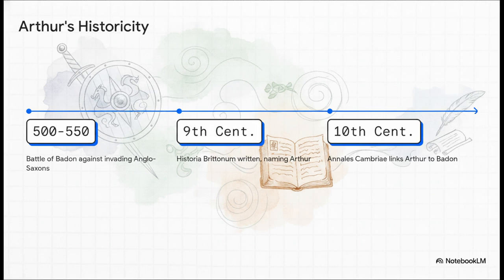But here's where it gets tricky. The famous Battle of Badon happened roughly between the years 500 and 550, but the earliest texts that actually name Arthur, like the Historia Brittonum and the Annales Cambriae, weren't written down until the 9th and 10th centuries. That is a massive 300-year gap between the man and the written record.